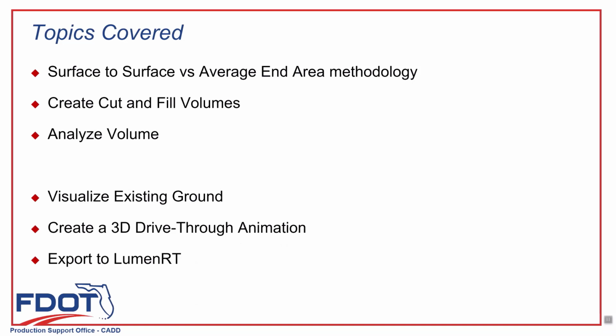So for earthwork, we're going to first discuss the methodology of the difference between surface to surface versus average end area earthwork calculations and how this new method works, in case you're not familiar with it. Then we're going to go into the process of creating cut and fill volumes in OpenRoads Designer and analyzing that volume. Further, there's also the option to do a surface to surface directly from two different surfaces once you've created the surface, which we did in the previous chapters in 3D deliverables.